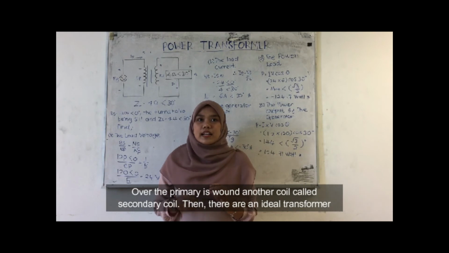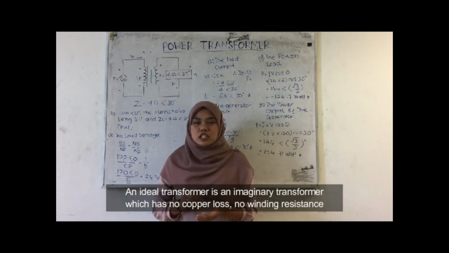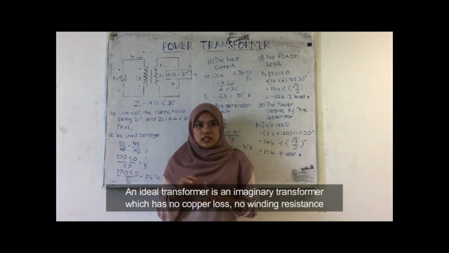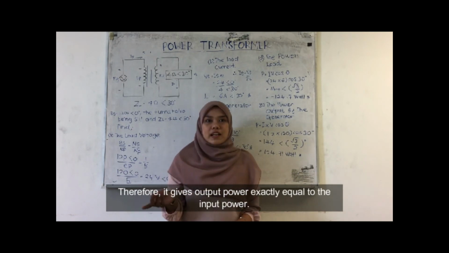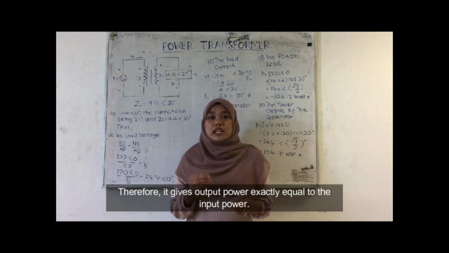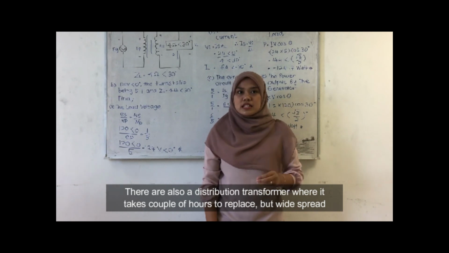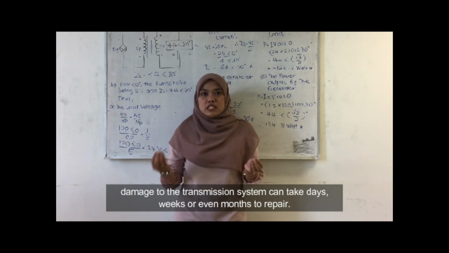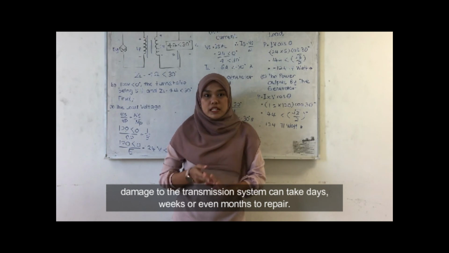Then there is the ideal transformer. An ideal transformer is an imaginary transformer which has no copper loss, no winding resistance, no iron loss in core, and also no leakage flux. Therefore, it gives output power exactly equal to the input power. There is also a distribution transformer, which takes a couple of hours to replace, but widespread damage to the transmission system can take days, weeks, or even months to repair.